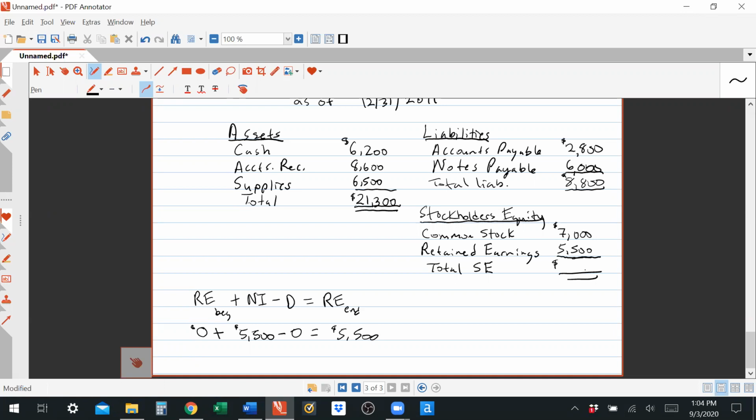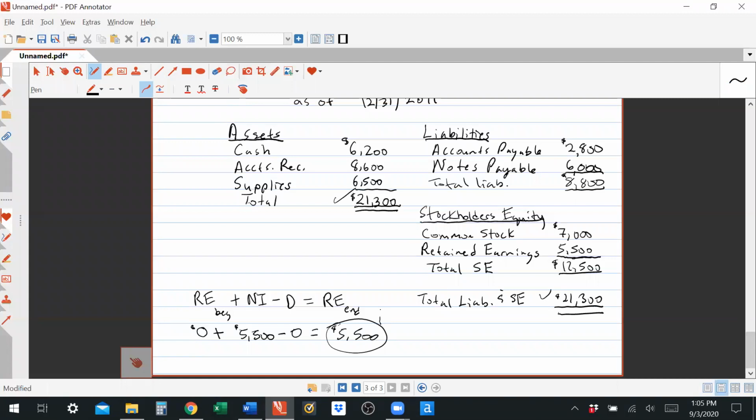And so our total stockholders' equity is 7 plus 5 is 12,500, looks like. And if we add our total liabilities and stockholders' equity, and I think I forgot to do that, so I should just single underline this and double underline this. 8,800 plus 12,500 equals 21,300. So the accounting equation holds. Total assets equals the sum of total liabilities and stockholders' equity.